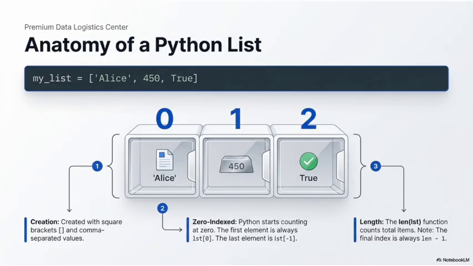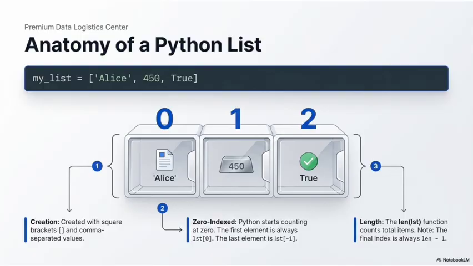This slide dissects the anatomy of a Python list. Every structural detail labeled with its rule. my_list = ["Alice", 450, True]. These elements are three different data types. Creation, square brackets with comma-separated values. Zero indexed, Python starts counting at 0. The first element is my_list[0], Alice. The last element is always my_list[-1], or my_list[len(my_list) - 1].